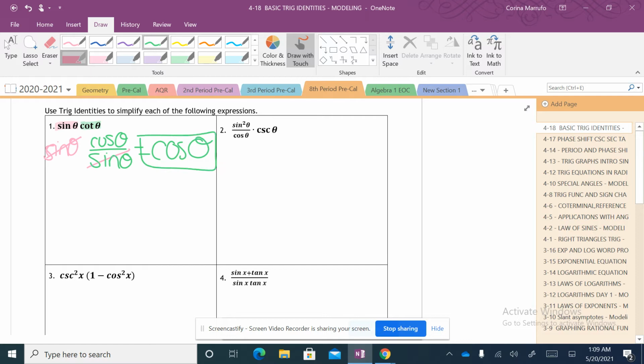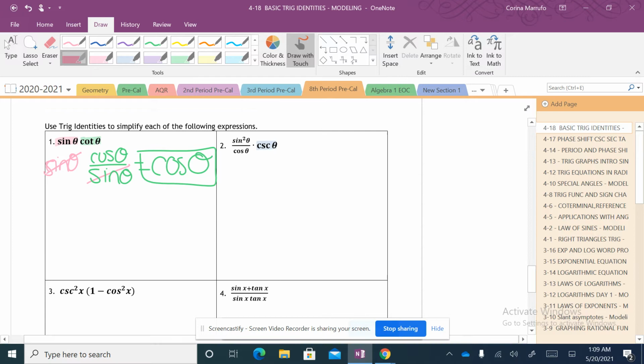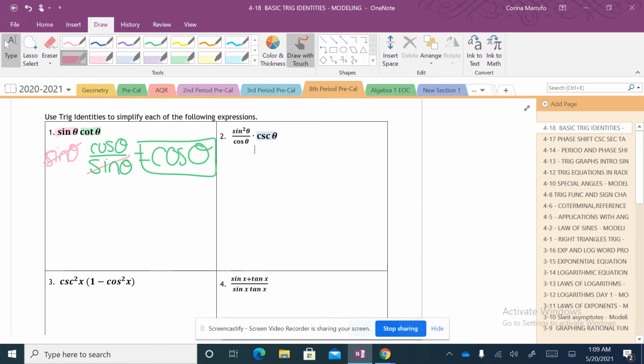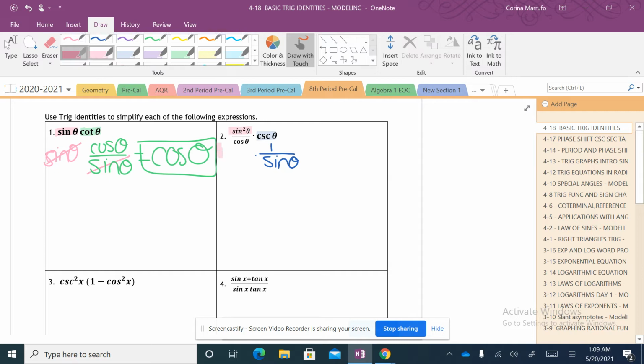Okay. All right, so next here we have cosecant of theta. I am going to use my reciprocal identity. So I know that the reciprocal of cosecant is sine. So I'm going to write it as 1 over sine of theta. This top part, I have sine squared of theta. I'm going to go ahead and just split it into 2. I'm going to write it as sine of theta times sine of theta. And then on the denominator, we have cosine of theta. That one I'm not going to mess with. I'm going to leave it the way it is.